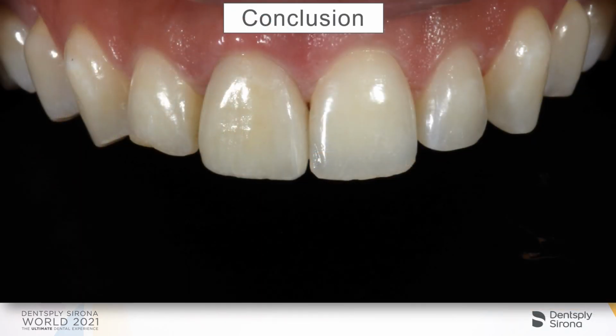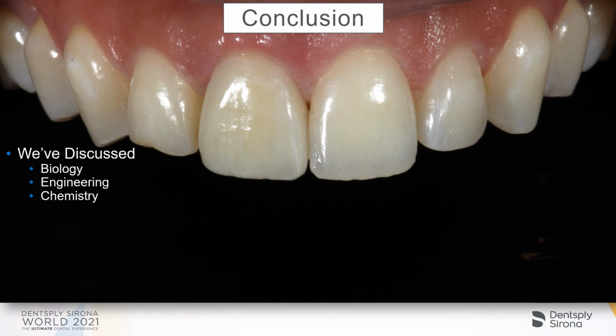So in conclusion, hopefully you can see what I took you through with this single anterior tooth. We've discussed biology. We've discussed the engineering that has to happen when we select our preparation design based off of our biology, and ultimately what type of chemistry we're going to use to support the engineered restoration that we engineered to properly support the underlying tooth structure.